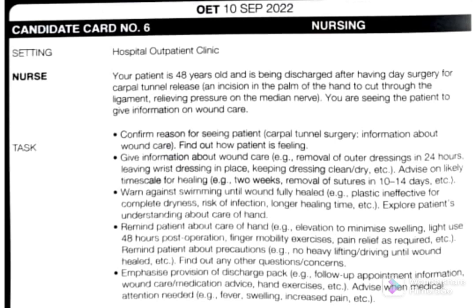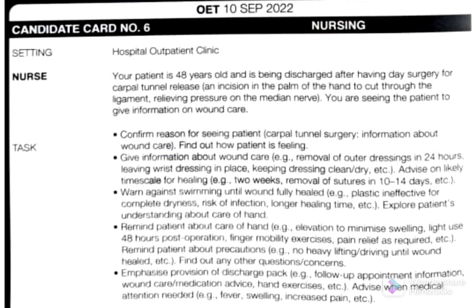Then how can we present? Mr. John, I would like to tell you that please remove your outer dressing in 24 hours and leave your wrist dressing in place. Moreover, please try to keep the dressing clean and dry. And I would like to tell you regarding the healing process. It will take almost 2 weeks, and thereafter you can come here for the suture removal within 10 to 14 days. How does that sound? Are you okay with that? Is it clear for you? So these are all phrases you can use there.